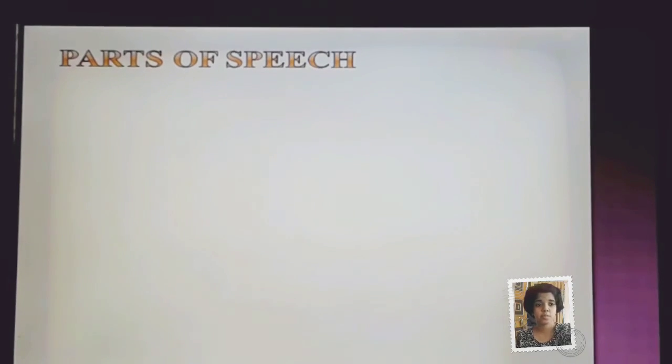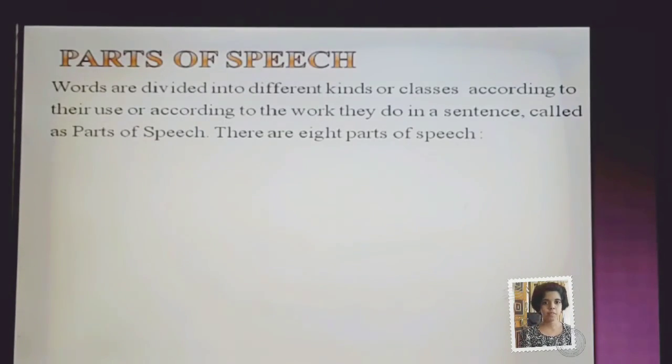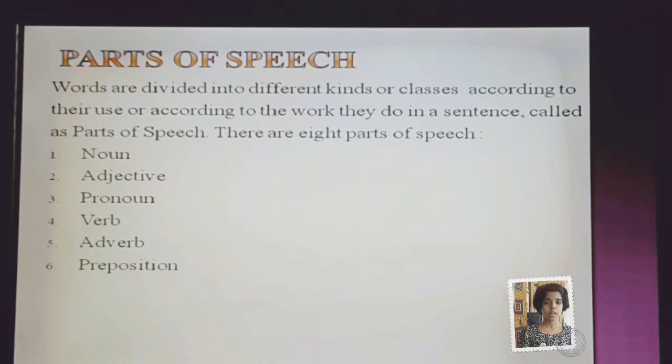Parts of speech. Words are divided into different kinds or classes according to their use, or according to the work they do in a sentence, called parts of speech. There are 8 parts of speech: noun, adjective, pronoun, verb, adverb, preposition, conjunction and interjection.